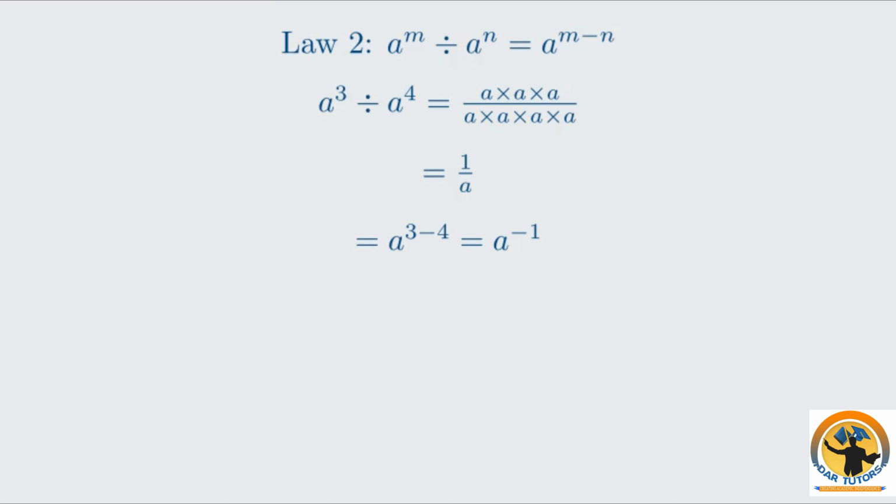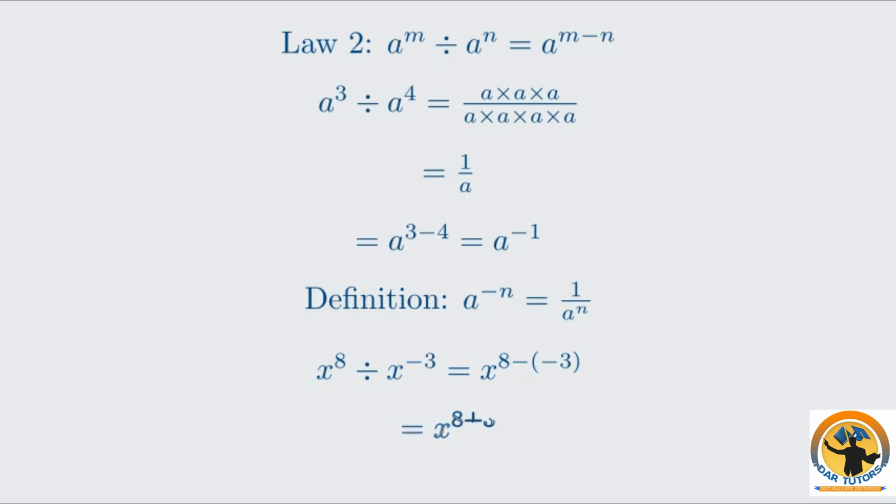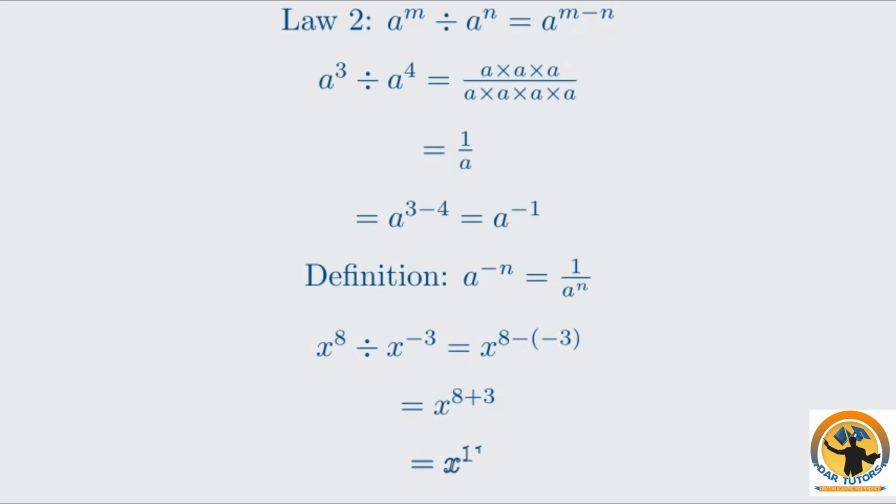This leads to a very important definition. A negative exponent means you take the reciprocal of the base raised to the positive exponent. So a to the negative n is equal to 1 over a to the n. This is a crucial concept for simplifying expressions. Let's try another example. Simplify x to the power of 8 divided by x to the power of negative 3. We subtract the exponents, 8 minus negative 3. Remember that subtracting a negative is the same as adding a positive, so we get x to the power of 11.